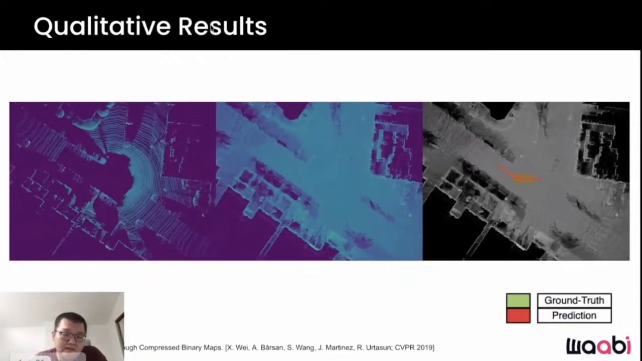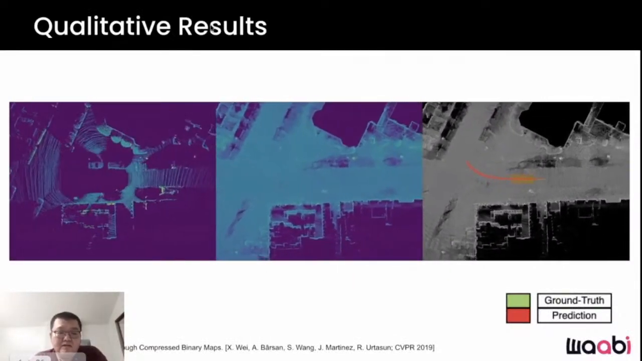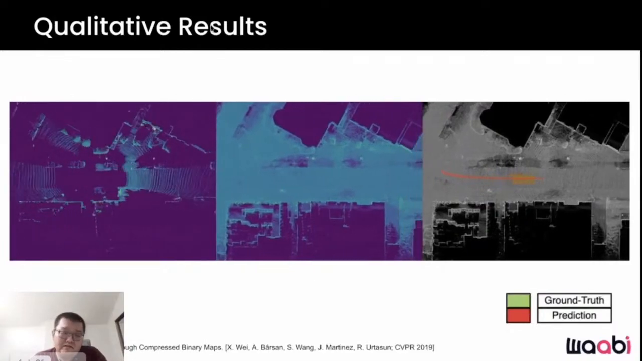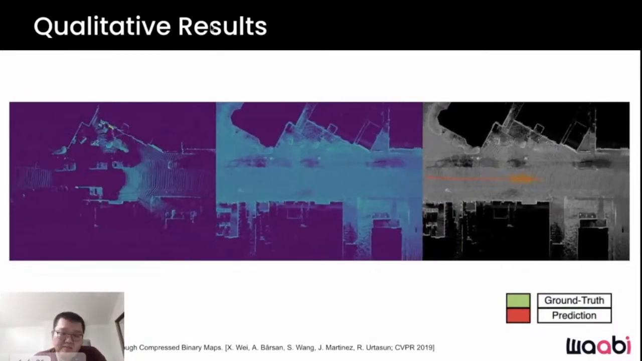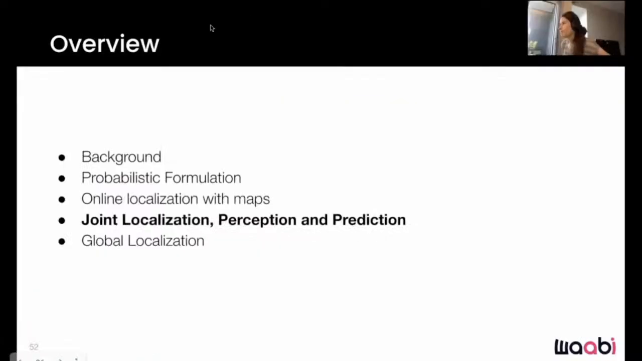I will now hand it over to Julieta to talk about global localization and the importance of taking localization uncertainty into autonomy. Thank you. Thank you, Shenlong, and hello, everyone. My name is Julieta, and I'm a research scientist at Huawei. I will be talking about understanding the role of localization for autonomous systems and then about global localization.